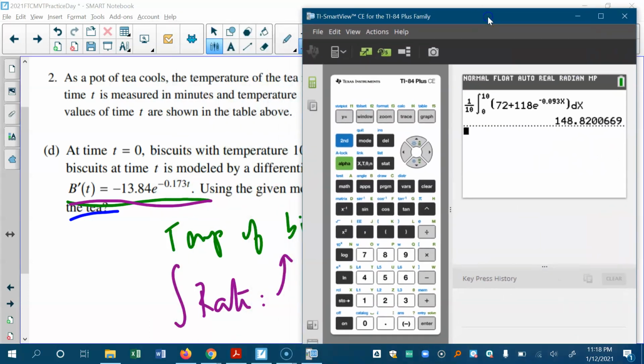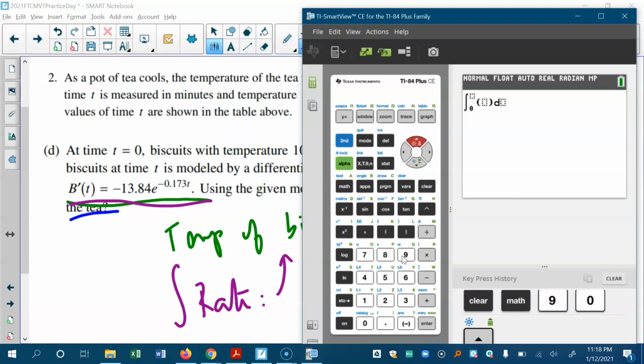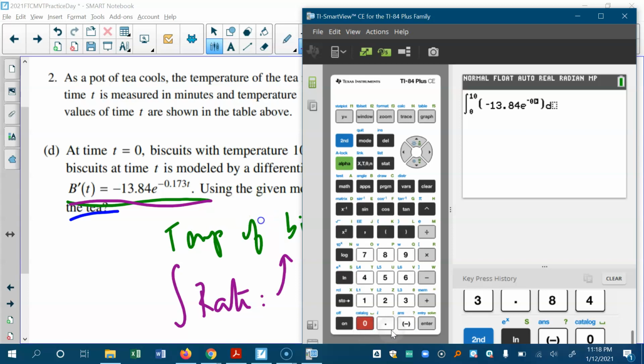And I am almost done. So let me go ahead and just clear this. And let's go into a math 9. And we're going to do 0 to 10 of negative 13.84. No, that's not a negative. Don't use a minus for a negative. 13.84, and then we're doing e to the negative 0.713 x dx.